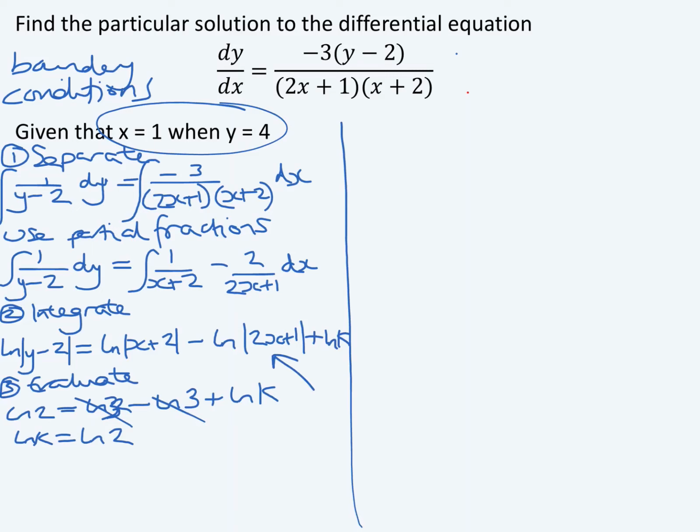And that then makes our expression, so going back to the line above, I'm going to sub in, instead of it saying ln k on the end, it's going to say ln 2. So we get ln mod y minus 2 equals ln mod x plus 2 minus ln mod 2x plus 1, and then I've got plus ln 2. Wonderful. So separate, integrate, evaluate. We are almost there.